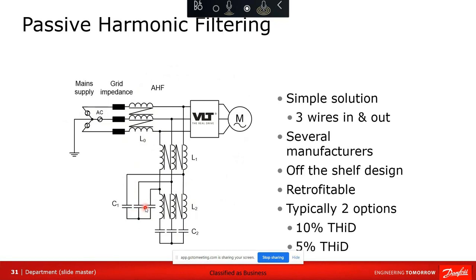When you reduce speeds and loads on the drive, you can take that capacitive portion out of the system. And then if you're running on a generator, you don't have any power factor issues, leading power factor issues there. So off-the-shelf design, retrofittable. Typically, they're in two options, a 5% current distortion or 10% current distortion.